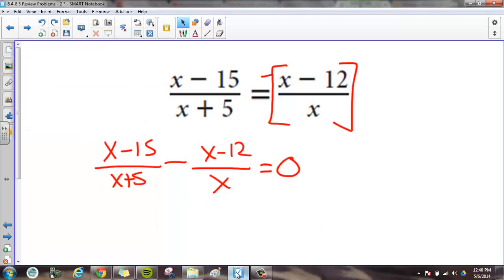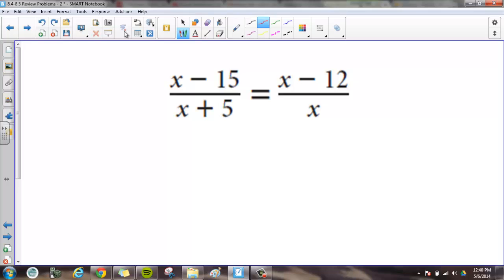But we got a solution of 7.5. When x is 7.5, it's equal to a height of 0, which is great. That's what we're looking for. So we want to make sure 7.5 is a true solution. So we got x equals 7.5.